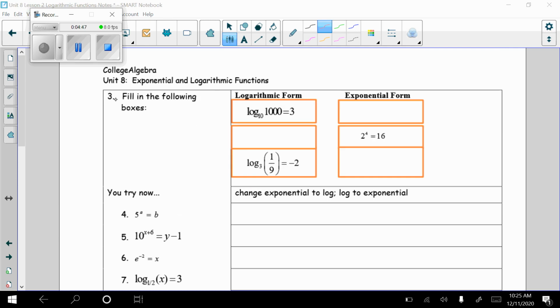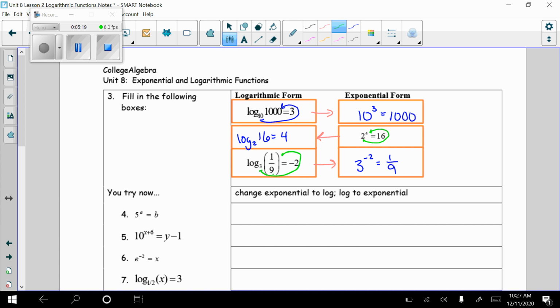Okay, go ahead and fill in the following boxes, switching from log form to exponential form or from exponential form to log form. Okay, and this first one kind of breaks the rule because it reminded you of what the base would be. So 10 to the third equals 1,000. All right, 2 is our base, so log base 2 of 16 equals 4. And then here, 3 to the negative second is equal to 1/9.